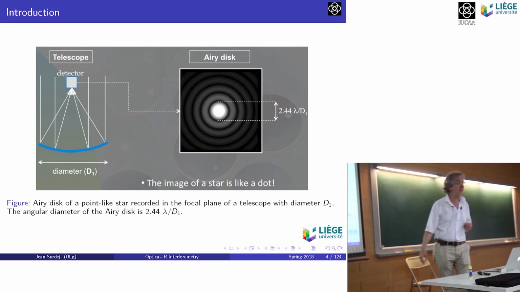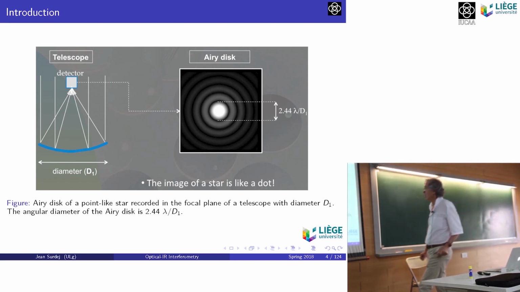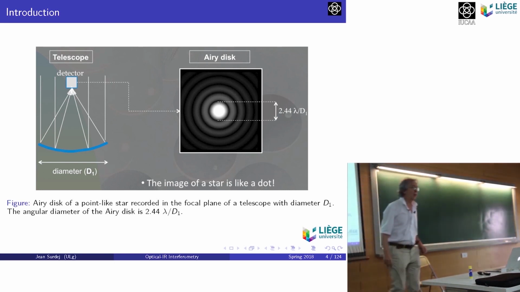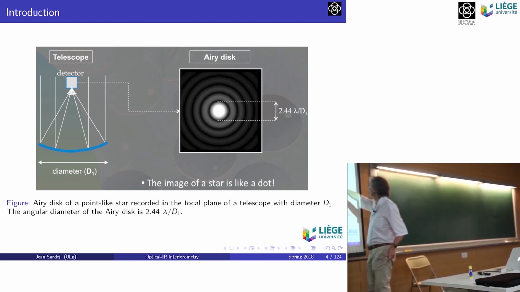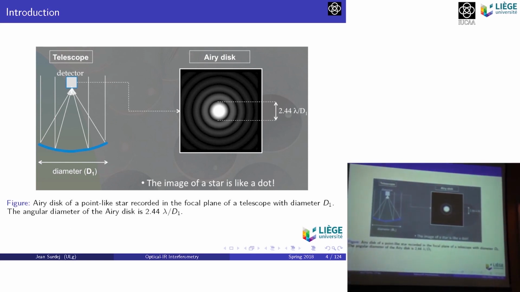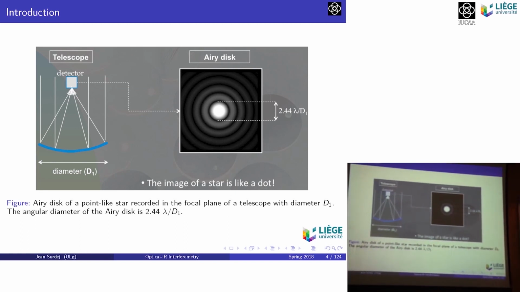It's just an Airy disk, a pattern of light diffraction. And what we know is that the angular diameter between the two first minima, so you see here a dark fringe, is 2.44 times the wavelength divided by the diameter. This is expressed in radians. So if you work at shorter wavelengths, the dot gets smaller, which is good because the angular resolution of your instrument improves. Or if you increase the diameter, it would be better.